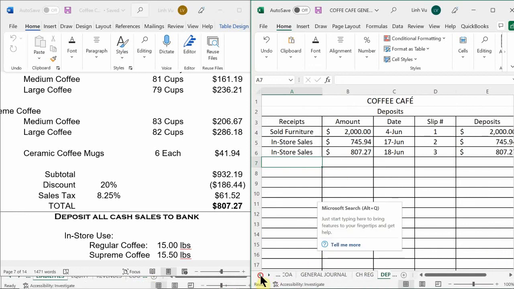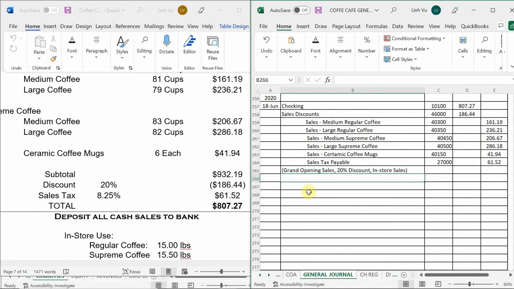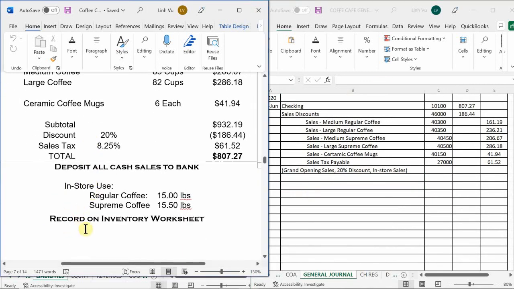So now you are right. We need to go ahead and take a look at what we used in the store. In this case, we got in-store use. We used 15 pounds of the regular coffee and 15.5 pounds of the Supreme coffee. So now I'm selling more regular coffee.